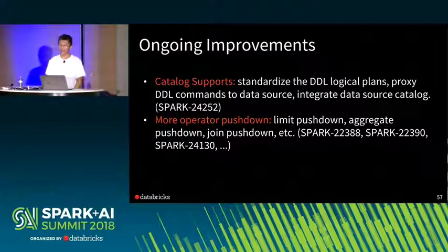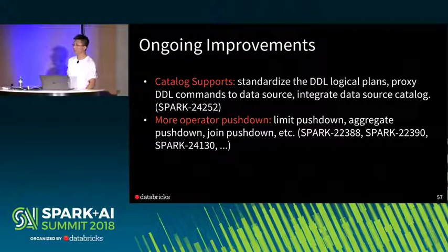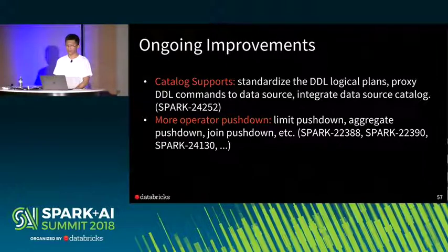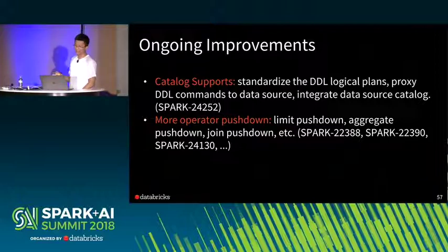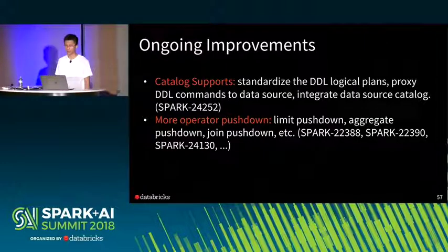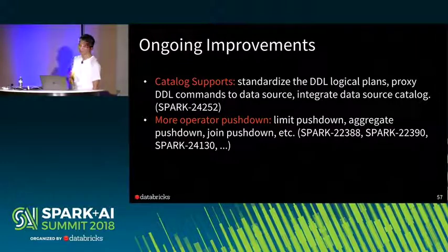We still have many ongoing improvements for the API. First of all, we found that the data source is more than data. Some data sources have other information like metadata. For example, Hive has the table definition and other things like partition information. So on the Spark side, we want to standardize the DDL logical plans. When users run some DDL commands in Spark, we can proxy them to the data source so that we can integrate the data source catalog. And this is tracked by this JIRA.